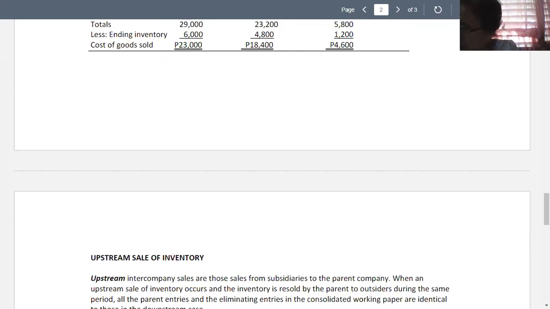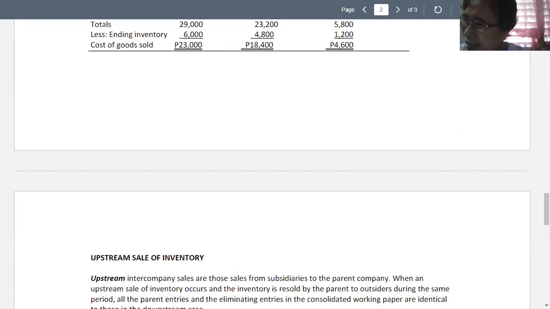What will be the elimination entries on December 31, 2017? Now, please copy because these are not included in our module. So, what are the elimination entries on December 31, 2017?